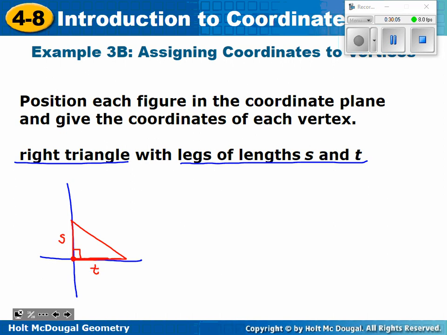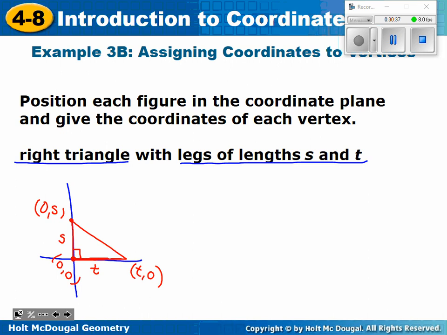But it won't make a difference if you had switched those. It would just switch your coordinates. So my origin is still going to be 0, 0. What is this point going to be if we went up s? 0, s. And what is this point going to be if we went right t units? T, 0. So again, it doesn't matter what you're letting your s and your t be. Just make sure they're different, but label your points with the letters, not the numbers.